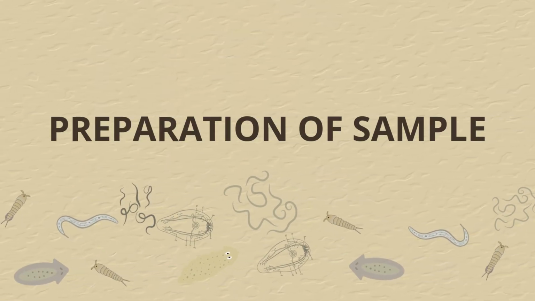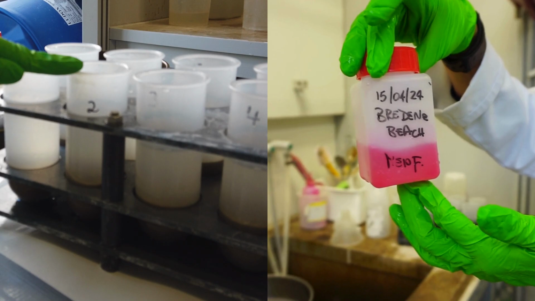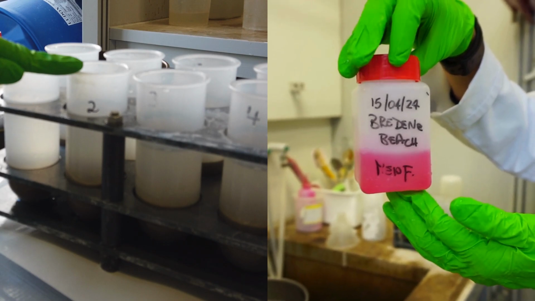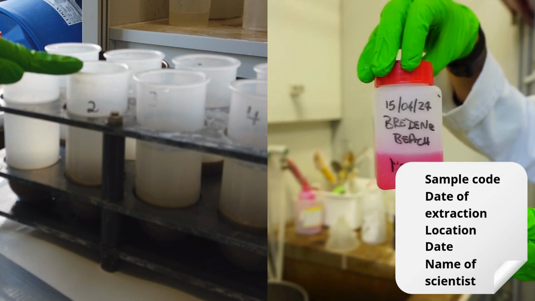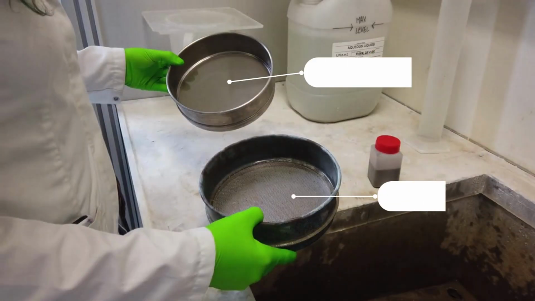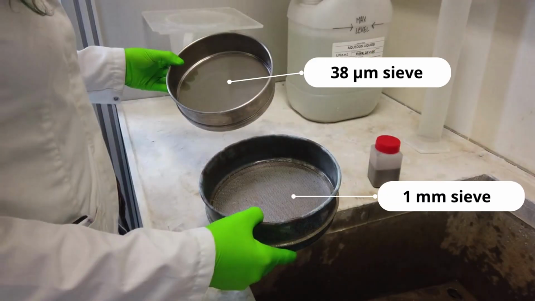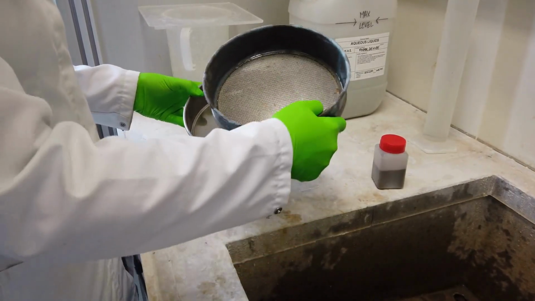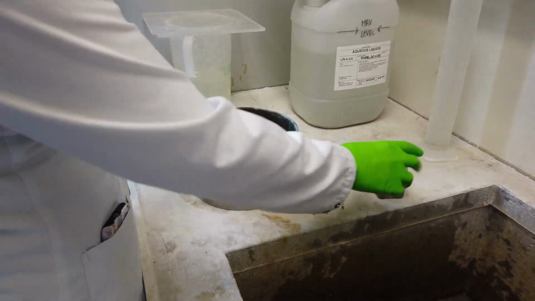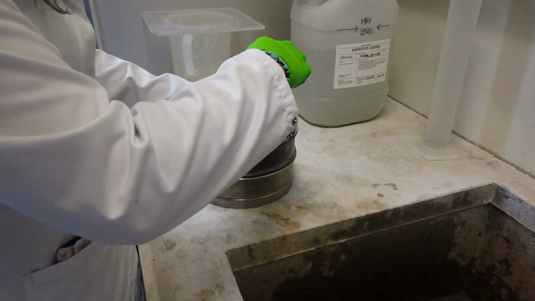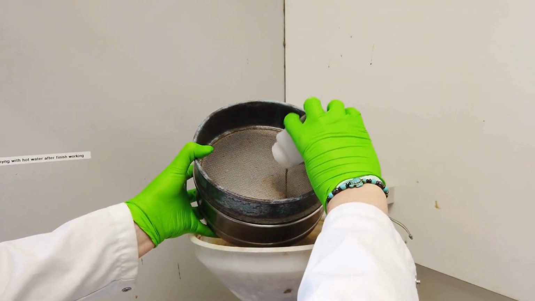Preparation of sample. First, it is important to label the centrifuge tubes and sample containers with the sample code, date of extraction, content, location, and name of the scientist. A 1 mm sieve is placed on top of a 38 or 32 micrometer sieve to separate the macrobenthic fraction. Everything retained in the 1 mm sieve is preserved in formaldehyde 4%.